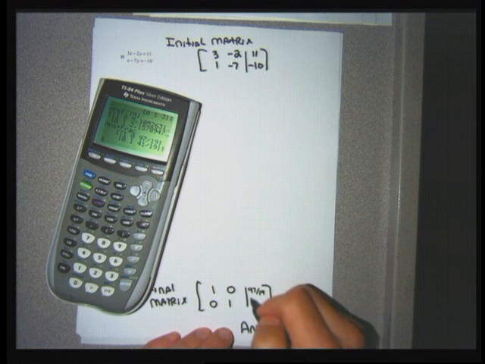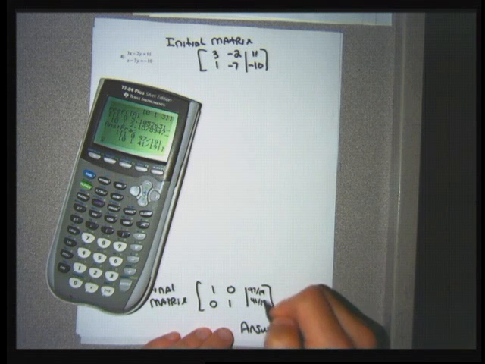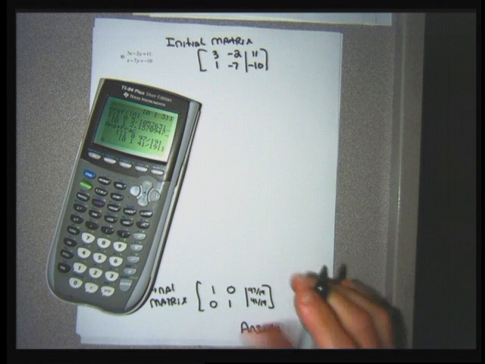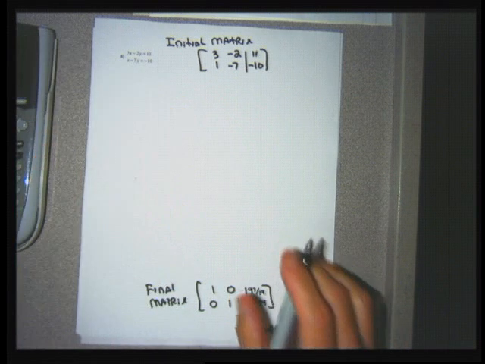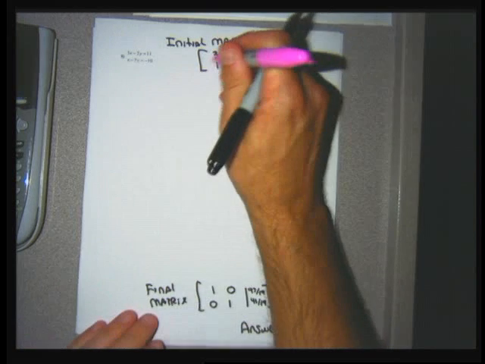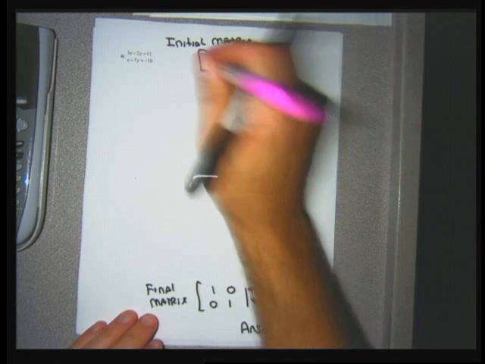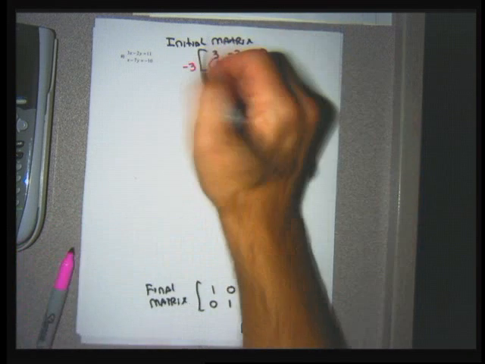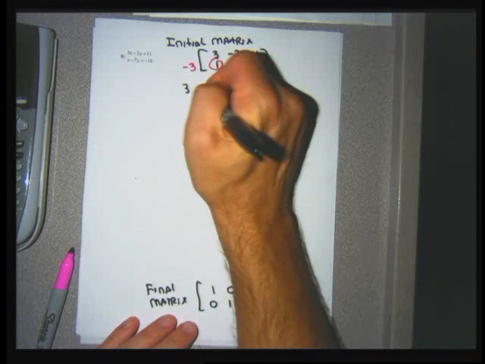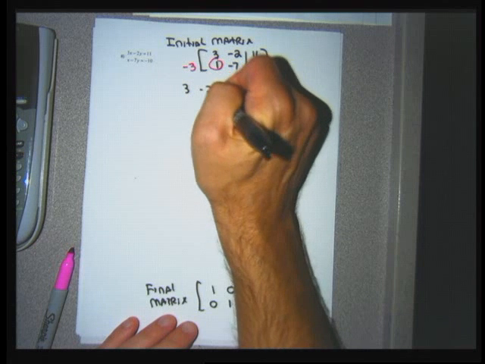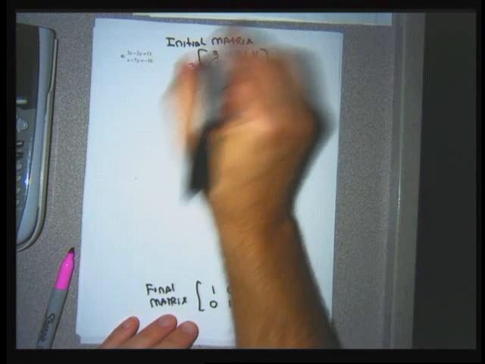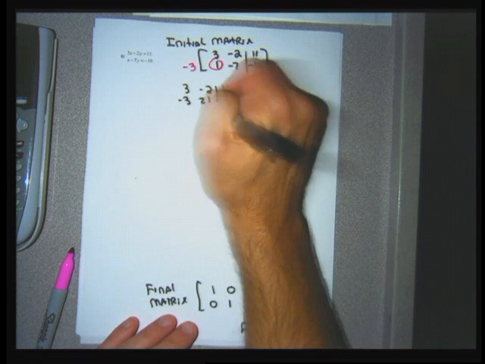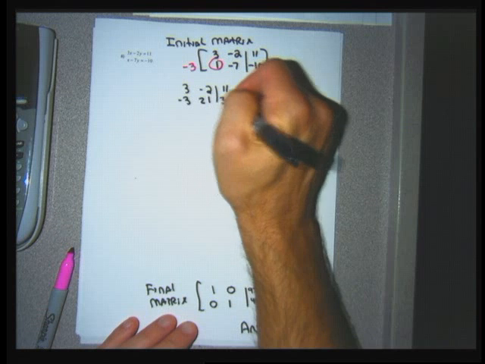And 41 over 19. I'm probably going to get a second and a third matrix because of the fraction answers. I pick up an extra middle matrix. So to get my second matrix, I'm going to make this into a 0. To make that into a 0, I'm going to multiply by negative 3. If I do this, I can leave the top row at 3, negative 2, and 11. Multiplying the bottom by negative 3, I get negative 3, positive 21, positive 30.